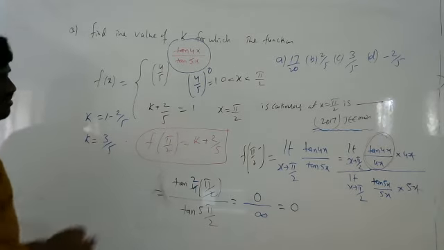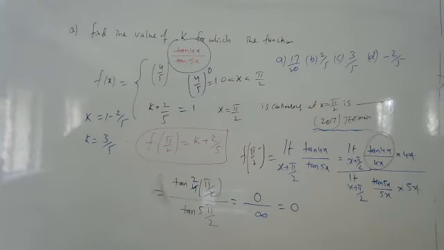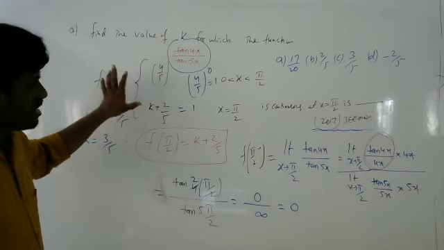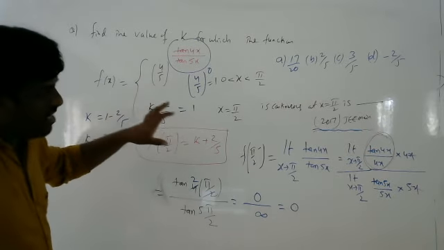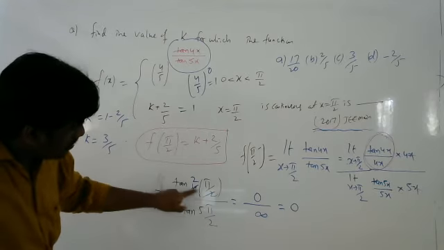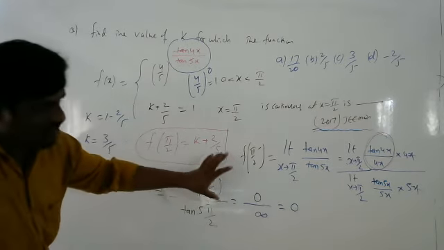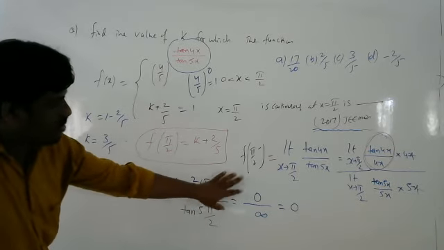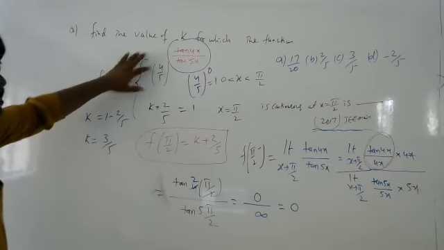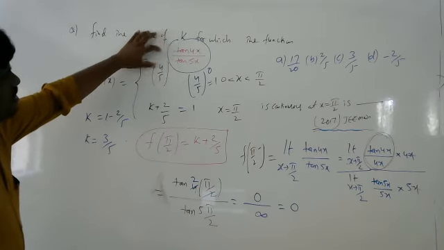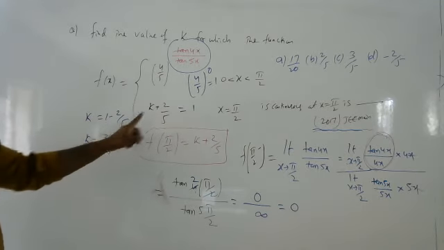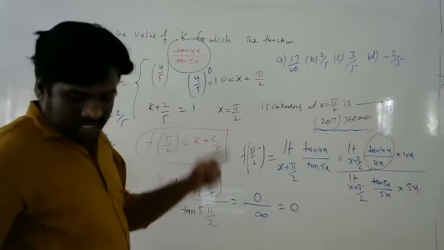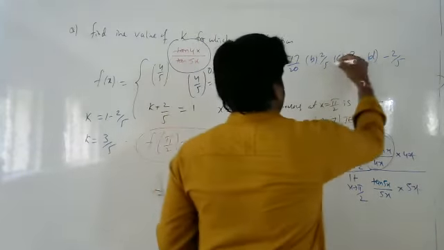Did you understand what I explained? This is a special question, that's why I explained. People will get confused here. 0 by infinity is 0, this concept you have to know. An odd multiple of pi by 2 is infinity and 2 pi is 0. So 4 by 5 whole power 0, and this value will become 1. So K plus 2 by 5 is 1, so K value will be 3 by 5. Option C is the correct answer.